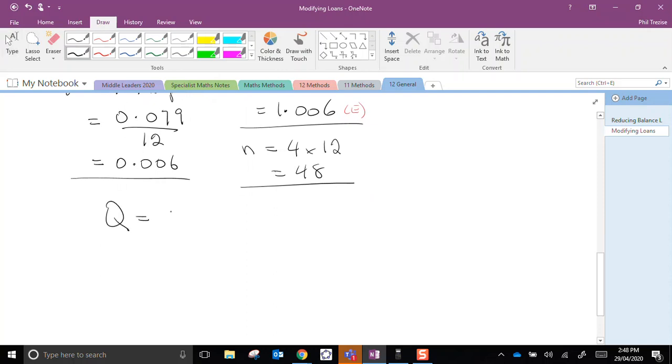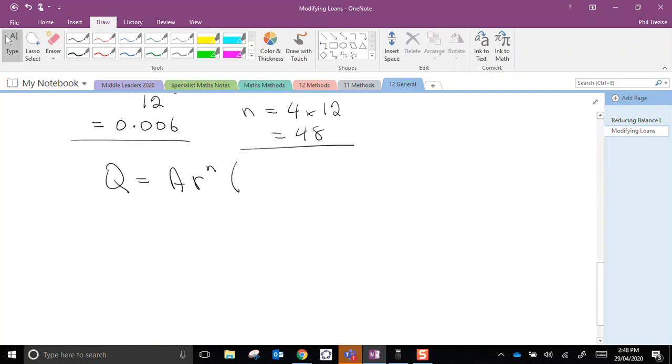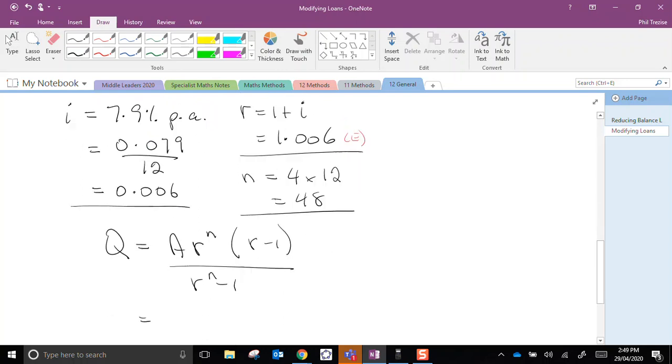Our formula for the repayment is A times r to the power n. Let's just go back and double check that we don't mix it up. This is the one where r to the n is in the denominator. See how the r to the n swaps in these two? It's annoying, isn't it? So r minus 1 over r to the n minus 1. Now what's A? That's $15,633.49.